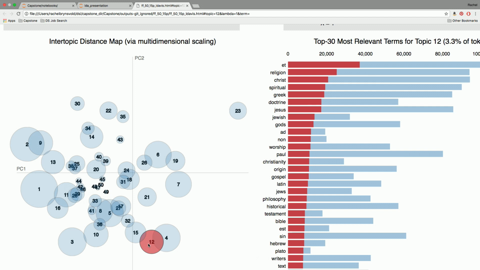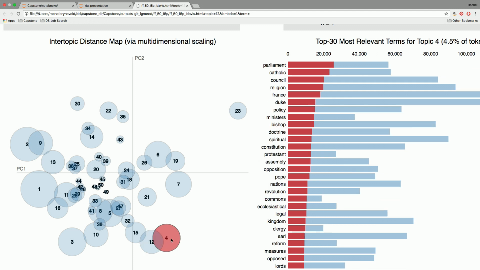Close to it is number 12 here, which I've termed the Judeo-Christian topic. So it has words about religion, Christ, spiritual doctrine. Those are all kind of in the Judeo-Christian tradition, right next to ancient Rome.